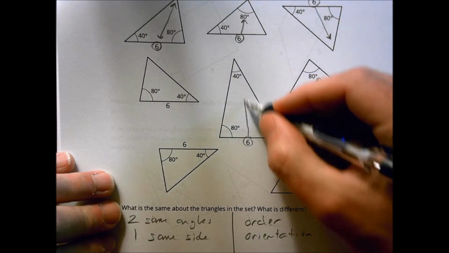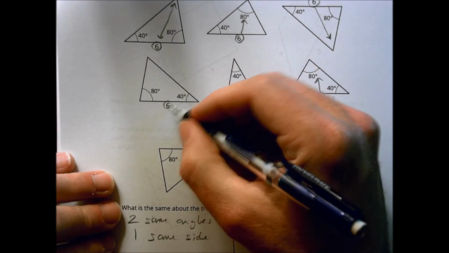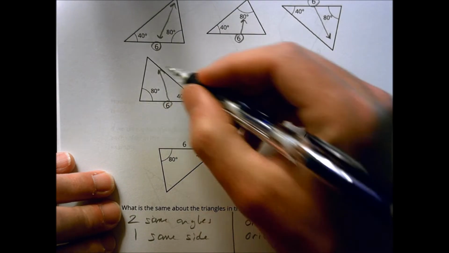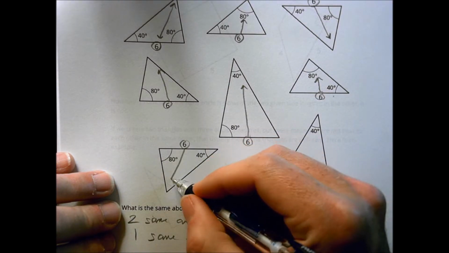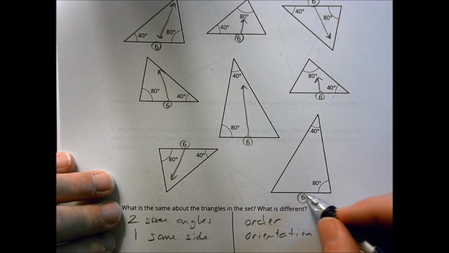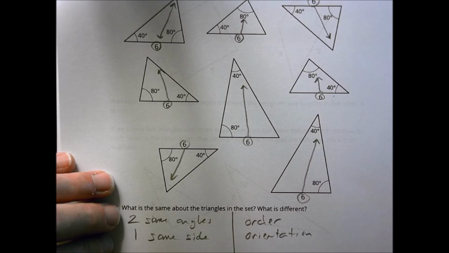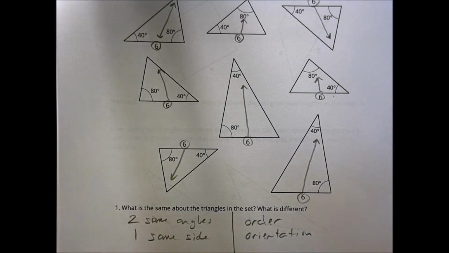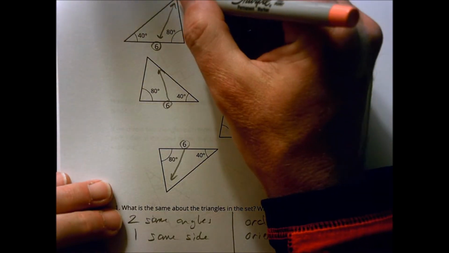6 across from the 40. 6 across from the unknown. 6 across from the unknown. And 6 across from the 40. So when we take a look at this, what we can tell is that it looks like I'm either going across from the unknown angle, right?